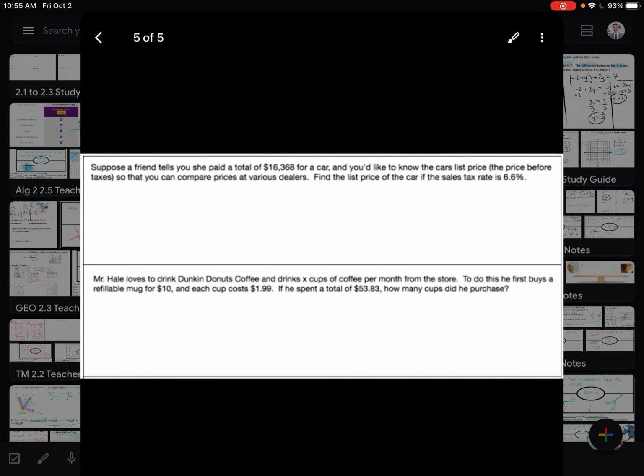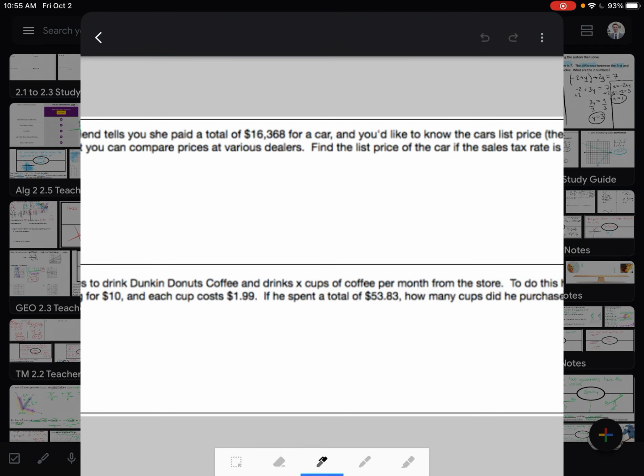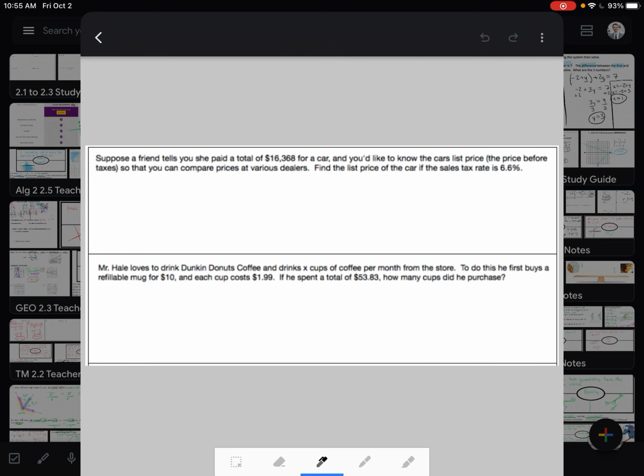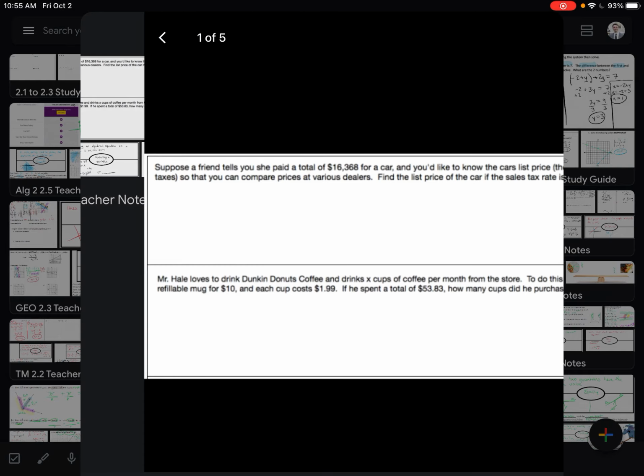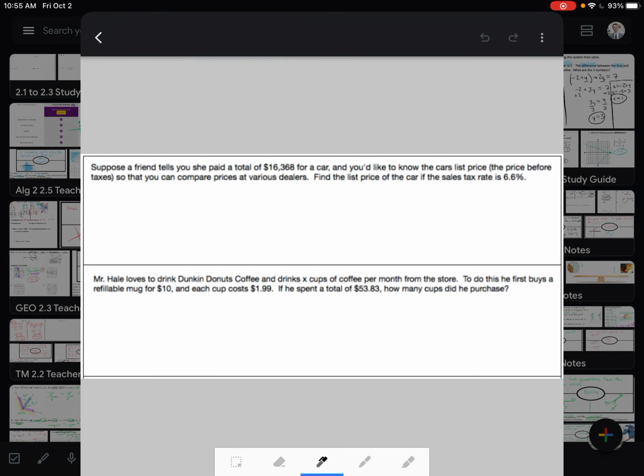All right, so we'll do the first word problem together and then we'll go from there. So we're looking at the purchase price of a car. A friend tells us that they paid a total, so including everything, of $16,368. We want to know the list price. So the other additional things, we also have to pay tax. So that $16,368 includes tax. So our total price for this vehicle is $16,368.